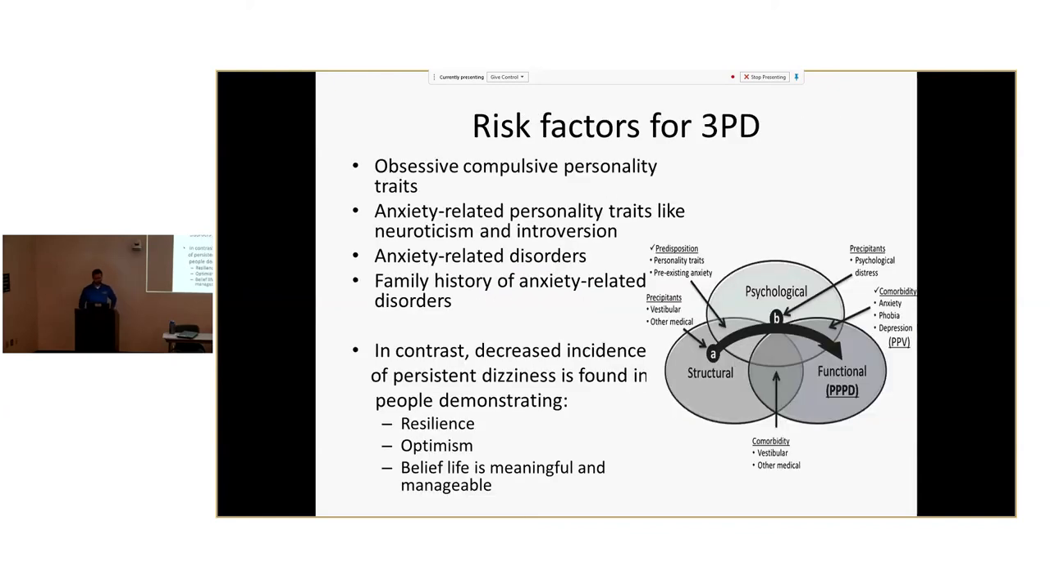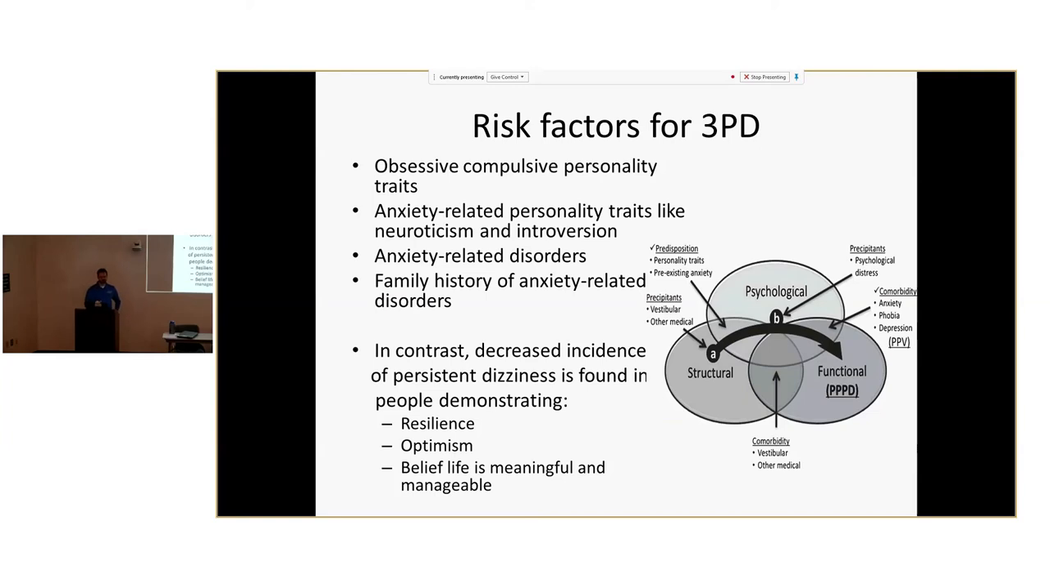Risk factors. Anything that makes you vigilant to dizziness can seem to contribute. So those would be things like obsessive compulsive disorders. Even certain personality traits like introversion can make you more susceptible to 3PD. And I think the thing is that you're looking internally versus externally. Any anxiety-related disorders or even a family history of anxiety-related disorders can make you more susceptible to getting 3PD.